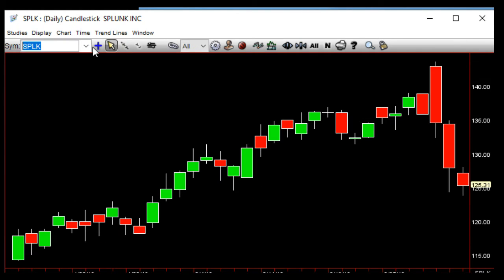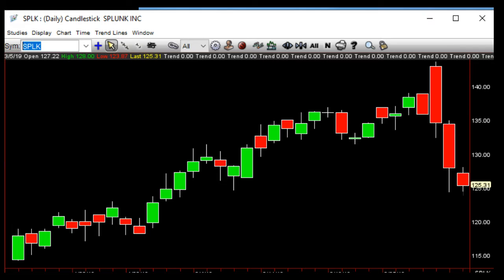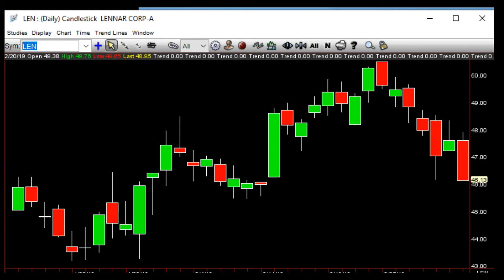Not quite an inside day. So you see there's your 3-2 day, slight lower low, so it needs to keep going, otherwise potential try back up through there. Lennar, home builder.